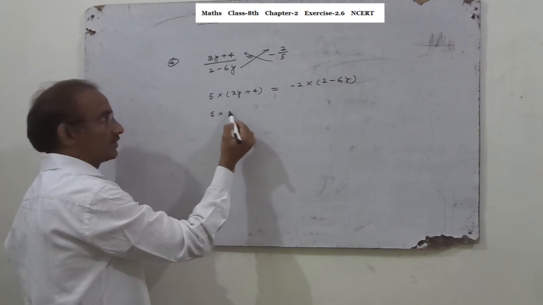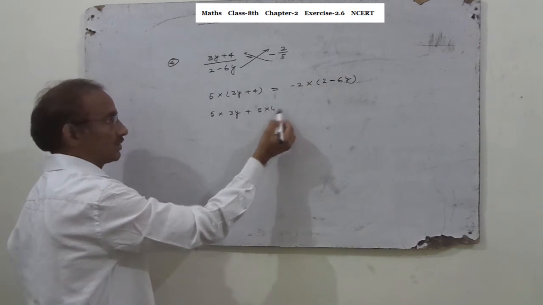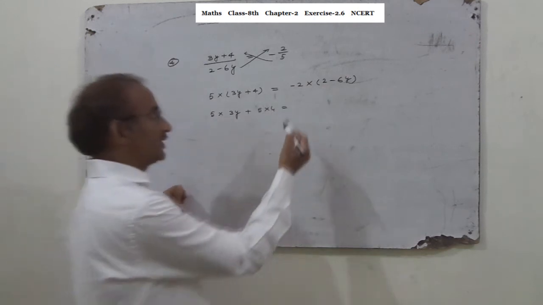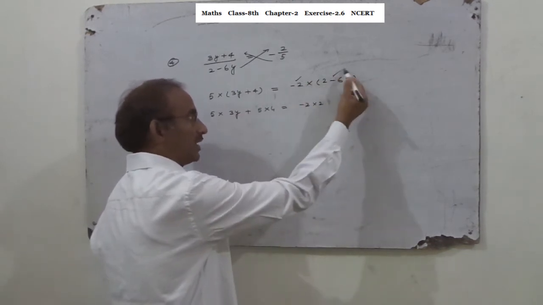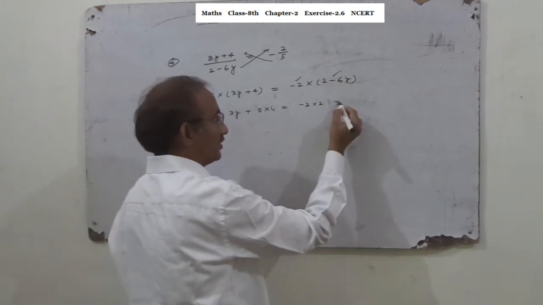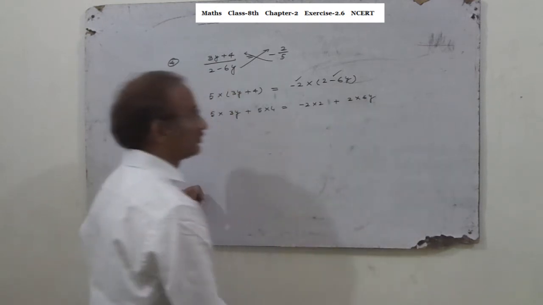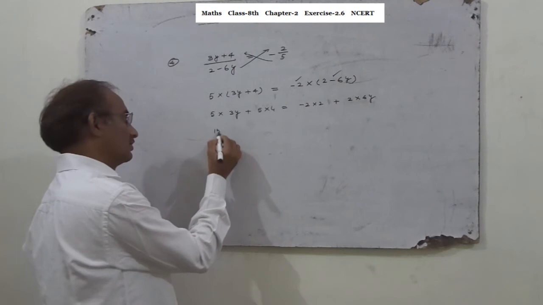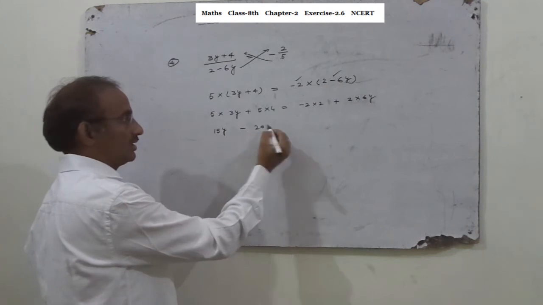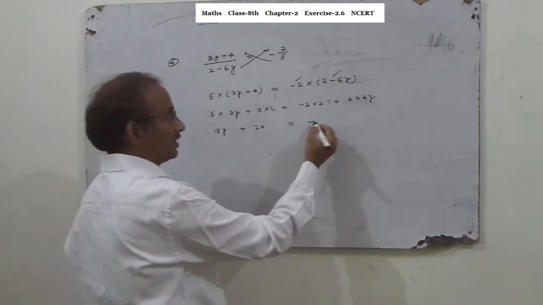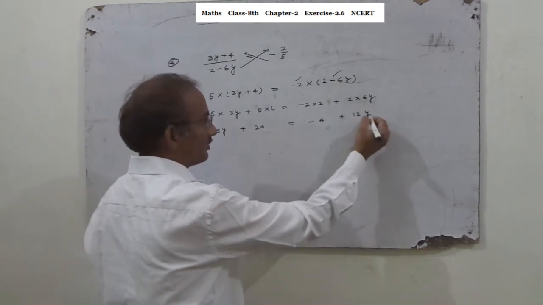Now solving the brackets, we get 5 into 3y plus 5 into 4. In the right hand side, minus 2 is multiplied with 2, and when minus 2 is multiplied with minus 6y, it will be plus sign, and 2 into 6y. 5 is multiplied 3y, so it will be 15y, 5 fours are 20, equal 2 twos are 4, it is minus 4, and 2 sixes are 12y.